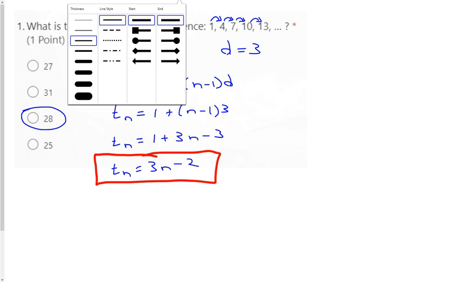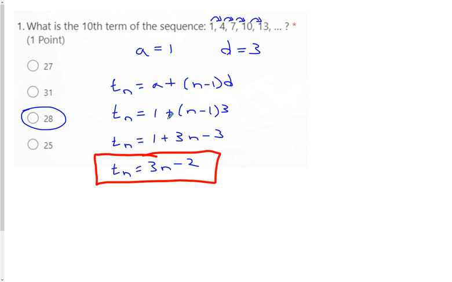Okay, so now that I got my general term, it makes it really easy to find any other term. So to get the 10th term, well, that's simple. All I need to do is sub in a 10 anywhere I see an n in my general term. So 3 times 10 is 30 minus 2. Our 10th term is going to be 28. Okay, so that's how we got there on that first one. Awesome. Let's move on to our next one.